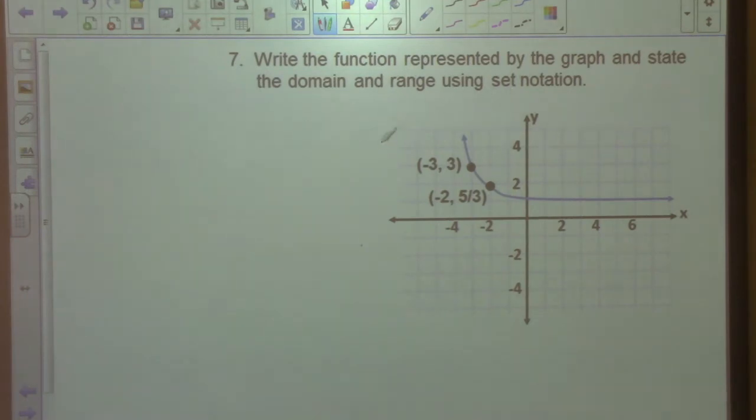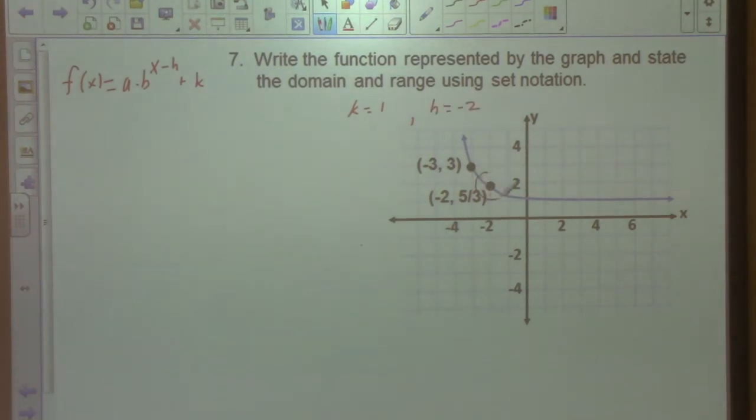Problem 7. Write the function represented by a graph and state the domain and range using set notation. So basically, our parent function for this is going to be f of x is equal to a b to the x minus h plus k. And what can we put in for these values here already? K is equal to 1. K is equal to 1. Anything else? Yeah, h is equal to -2, and I'm going to explain how we got that.